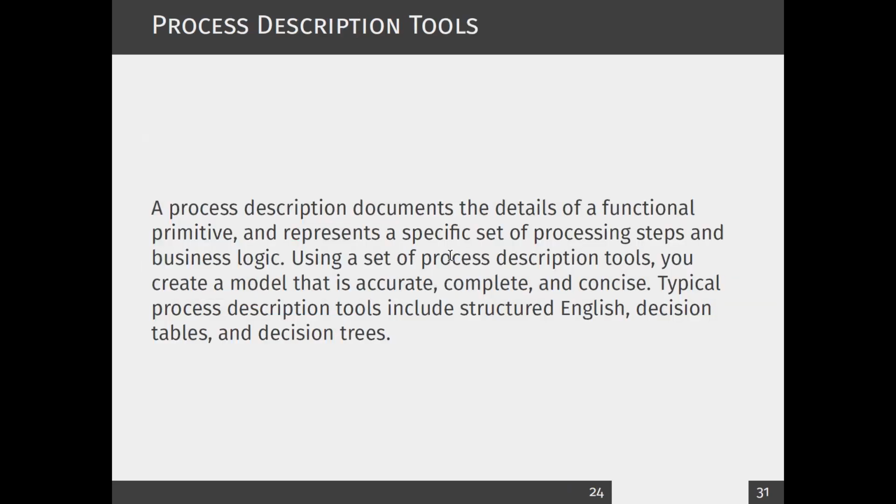Then the third one is the process description tools. Under the process description tools, we can talk about three items. The first tool we can have is structured English. The second one is the decision table. And the third one is decision trees. So let's see how we can actually use these three tools.